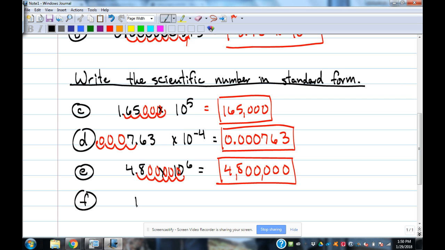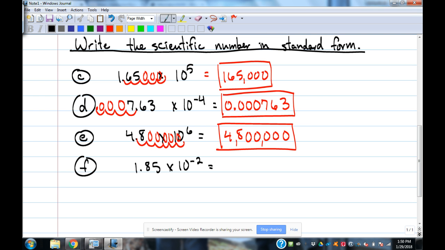Let's say we had 1.85 times 10 to the negative 2. Which direction do we move the decimal? Backwards to the left 2. 1, 2. Put a 0 in its place. So 0.0185. So for starting in scientific notation and moving to standard, that's the way you're going to do that.